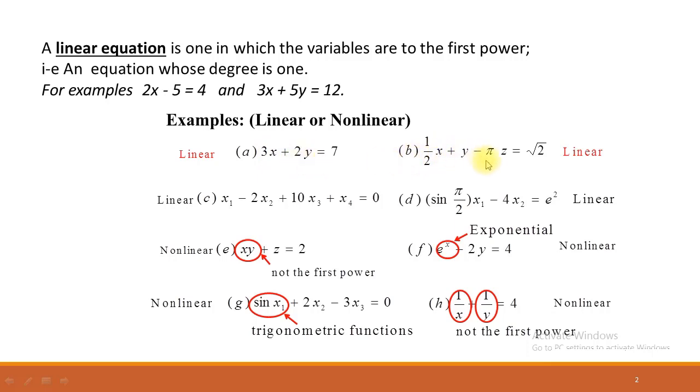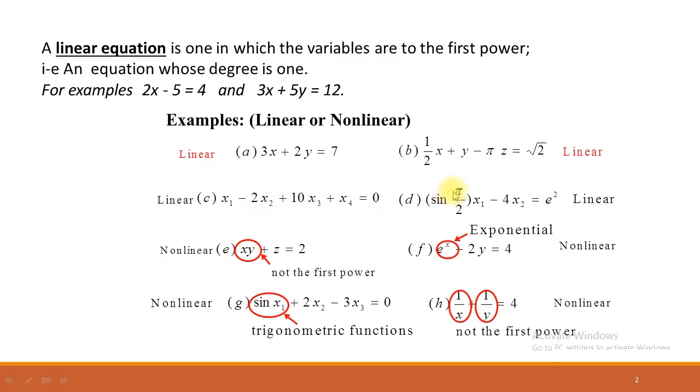Similarly, x/2 plus y minus 5πz is equal to square root of 2. This equation is also a linear equation because the degree of this equation is 1. And x1 minus 2x2 plus 10x3 plus x4 is equal to 0. This equation is also linear because the power of the variable x1 is 1, the power of variable x2 is also 1, the power of variable x3 is 1, and the power of the variable x4 is also 1. So the degree of this equation is 1, so the equation is a linear equation.